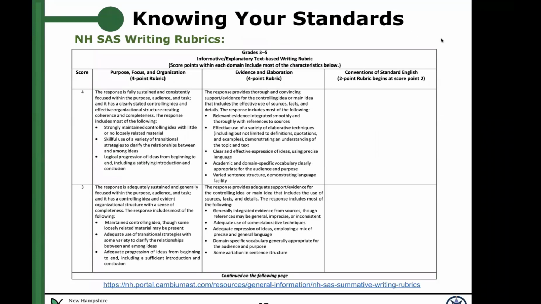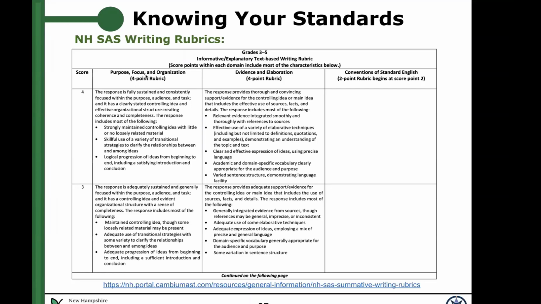The New Hampshire SAS writing rubrics are also on that Cambium portal, under resources. This is an example of the informative or explanatory text-based writing rubric for grades 3 through 5. And the way that this is going is that we have a score of 4.